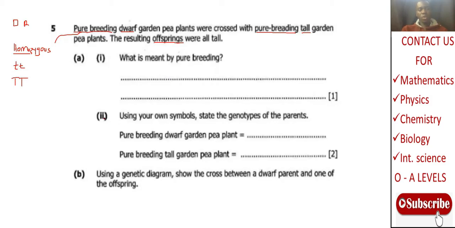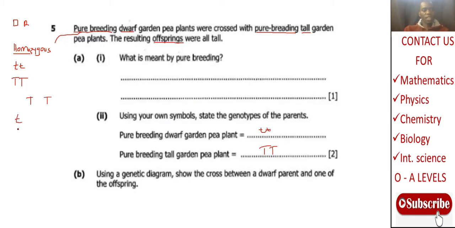Okay, so we go to B, which is saying, using your own symbols, state the genotypes of the parents. The first one we are supposed to state is the pure breeding dwarf garden pea. As already figured out, this one will be small letter t and small letter t. Then we go to the tall one. This one will be capital letter T and capital letter T. Since the question is saying that these two were crossed, we can quickly use a Punnett square just to see how the crossing was done. So we are going to cross the tall one and the short one.